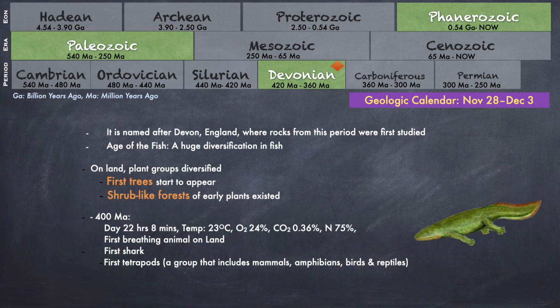400 million years ago, a day consisted of 22 hours and 8 minutes. Temperature was 23 degrees Celsius. Oxygen was a little more than what we have today. It was 24%. The first breathing animals on land could be seen. The first sharks could be seen in the ocean, and the first tetrapods could also be seen. 360 million years ago, the late Devonian extinction event happened, because of which 70% of all species became extinct.